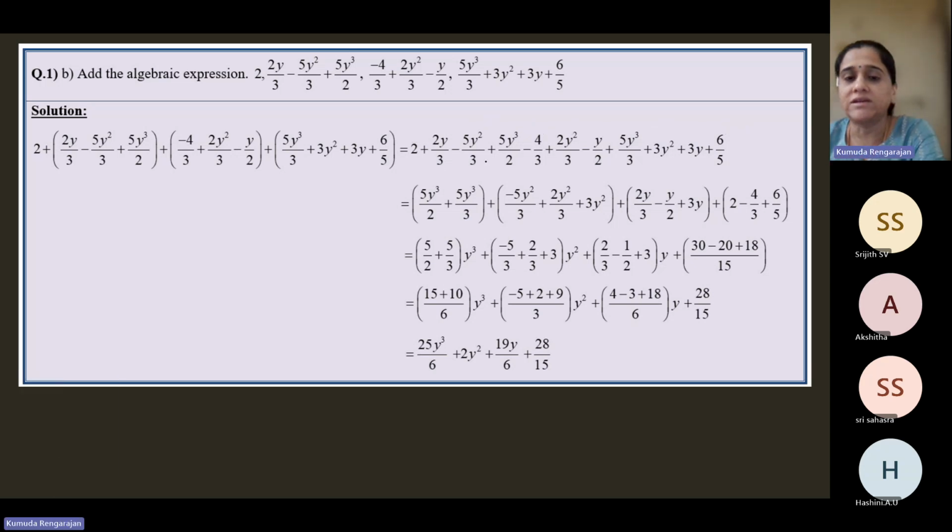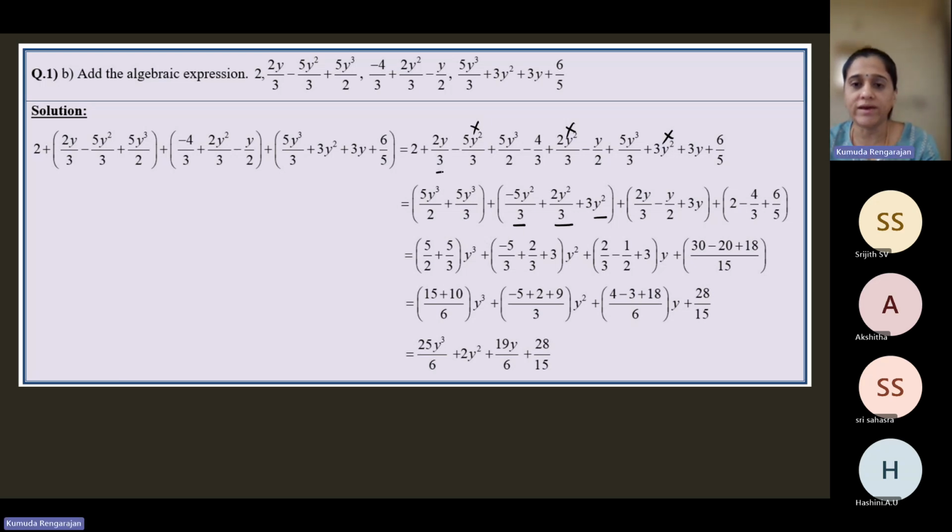So I've collected the y cubed terms first. This one and this one. And you can see I've put them in a bracket here. Y cubed terms, y cubed in a bracket. Next, the y square terms. Y square, y square, y square, y square. Can you see? Y square and y square in a bracket and take a plus sign outside.